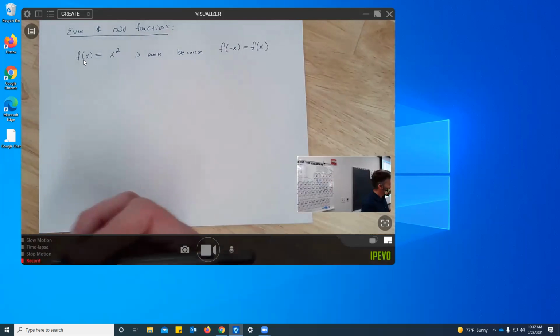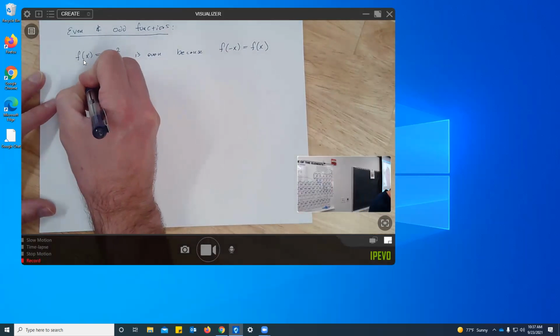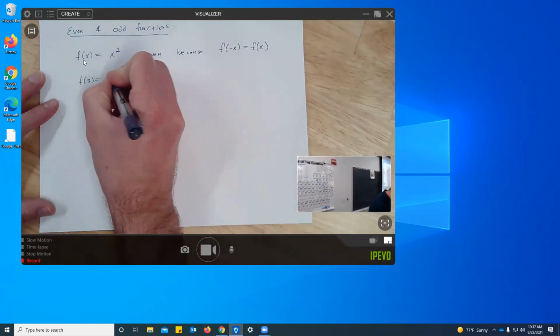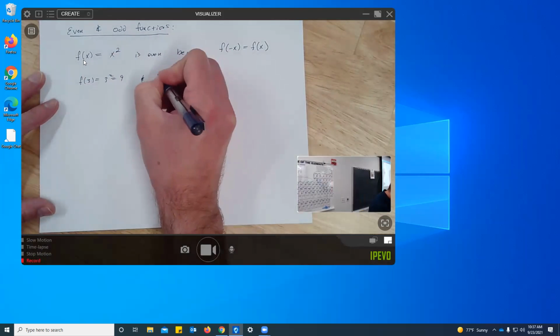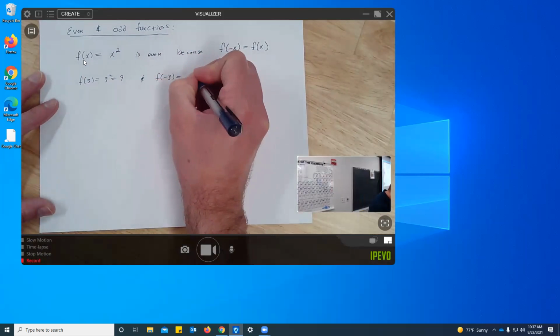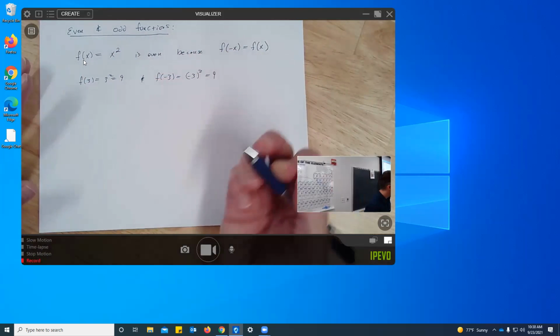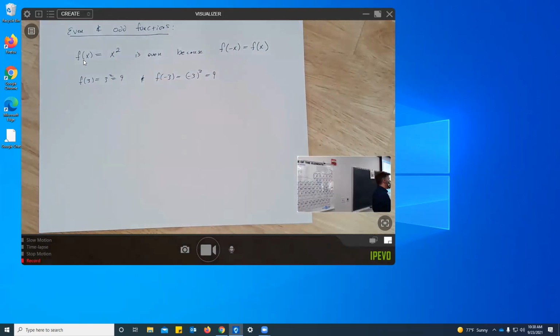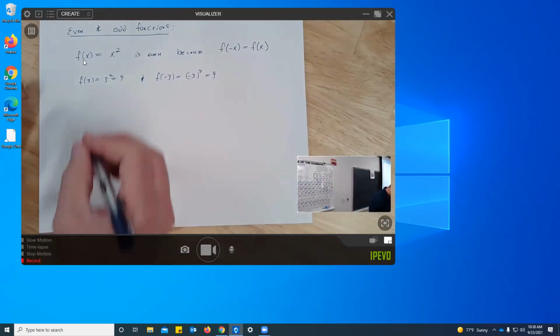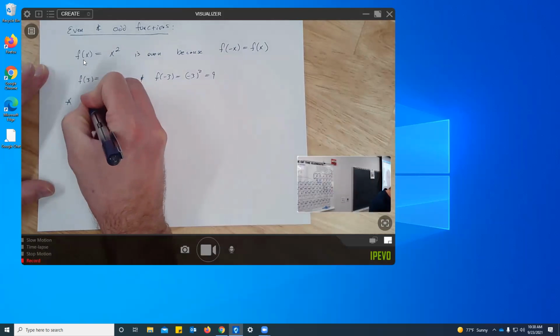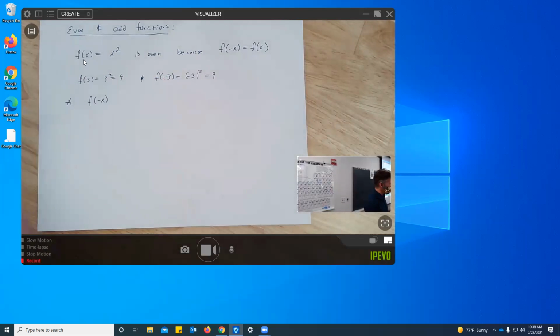You could certainly do that and say, oh, look, f of 3 is 3 squared, which is 9, and f of negative 3 is negative 3 squared, which is also 9. If someone asked you to show this function is even, that would not be enough. That would certainly be evidence, like, oh yeah, I think it's even. There's one example of it being even, but to actually show it's even, you have to show it in general, and it's not super hard to do.